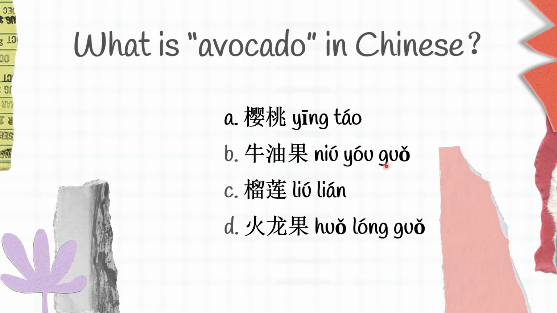The first question here is, what is avocado in Chinese? We have A, 樱桃, B, 牛油果, C, 榴莲, D, 火龙果. So which one is the correct answer? Let's think first.